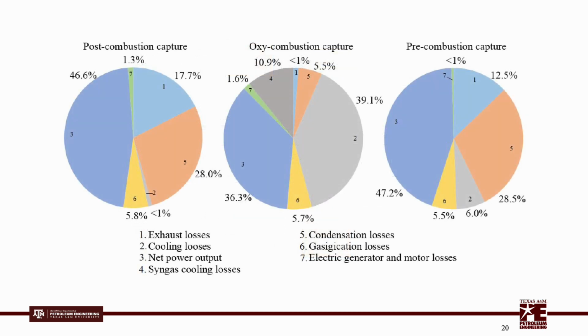From these three pie charts, we can see the distribution of thermal power supplied to thermal power plants with coal gasification and CCS systems. It is noteworthy that oxy-combustion capture has significantly less cooling losses.